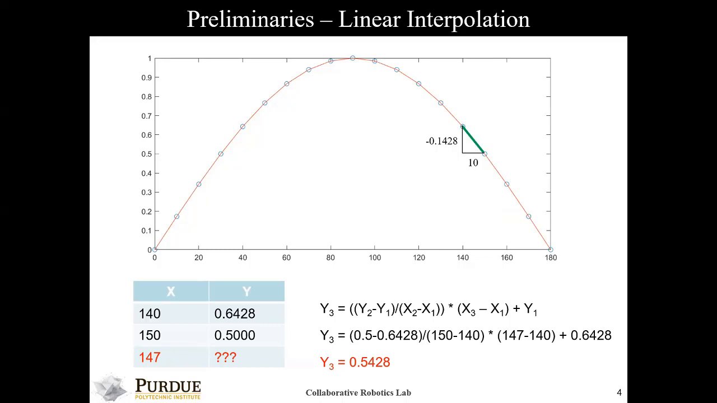Now, this is actually a sine wave, so instead of a straight line between the points for 140 and 150, it's actually slightly curved, but you can see that it's essentially straight there. And that's what linear interpolation is. It just says, hey, we're just going to assume it's a straight line between them. What would it be?